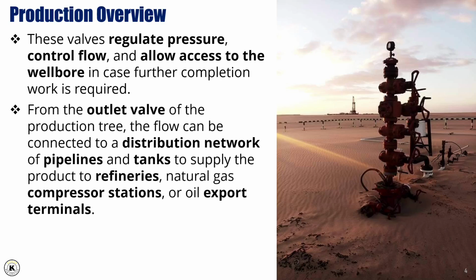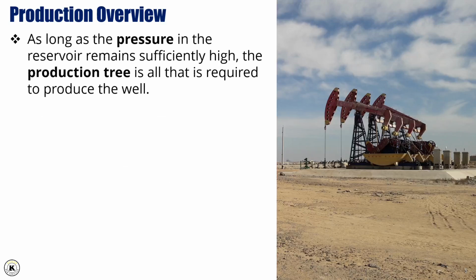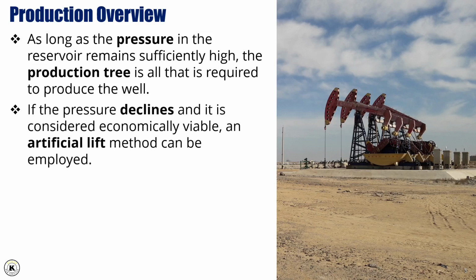From the outlet valve of the production tree, the flow can be connected to a distribution network of pipelines and tanks to supply the product to refineries, natural gas compressor stations, or oil export terminals. As long as the pressure in the reservoir remains sufficiently high, the production tree is all that is required to produce the well. If the pressure declines and it is considered economically viable, an artificial lift method can be employed.